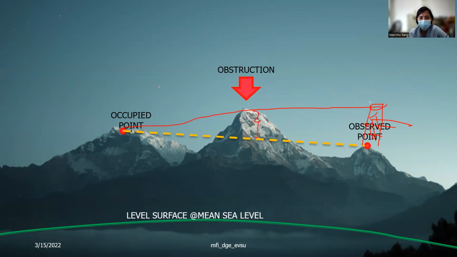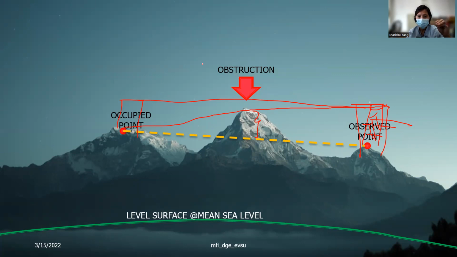So another thing is, they can place a tower along this point, and another tower along this point. So the other point becomes very visible. So it could be a tower established at the occupied station, or a tower at the observed station, as long as our points become intervisible.